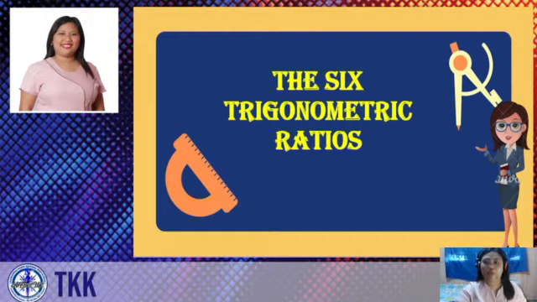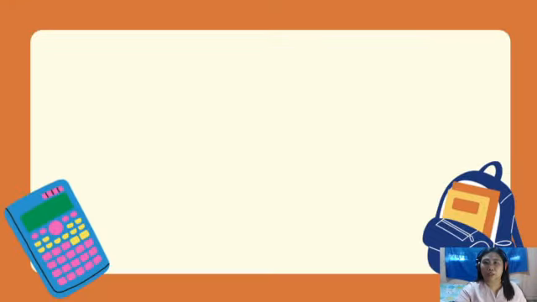We are now in fourth quarter period, and in week 1, we will discuss the 6 trigonometric ratios. But before that, let's have first the lesson's objectives.